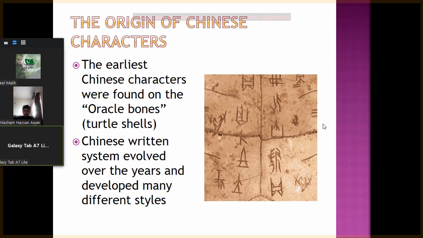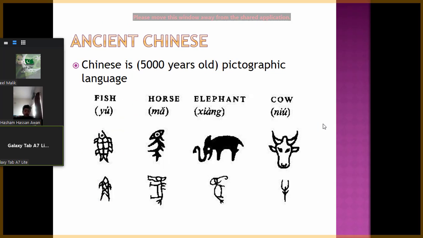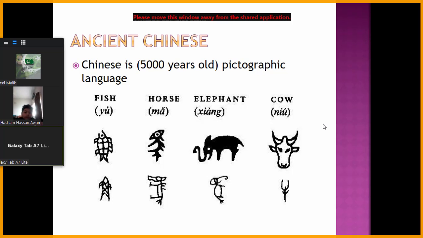Okay. So here you can see ancient Chinese is a 5,000 year old pictographic language, right? So now you must be watching different styles. For example, fish, they call it yu, right? So yu means fish.